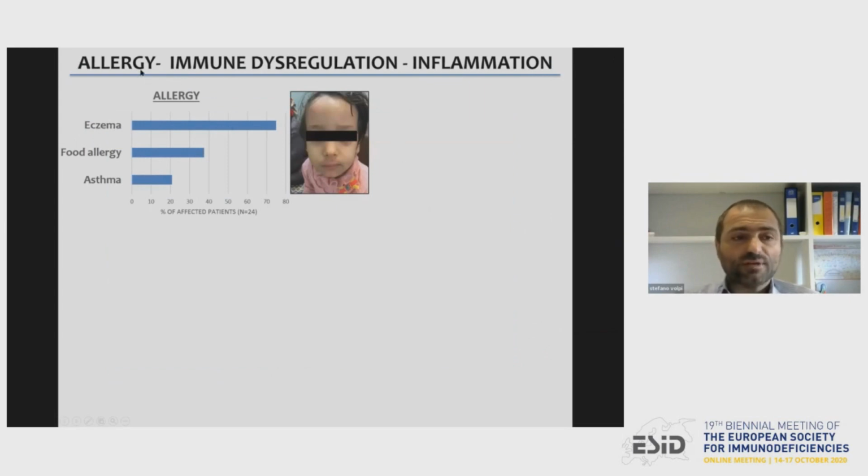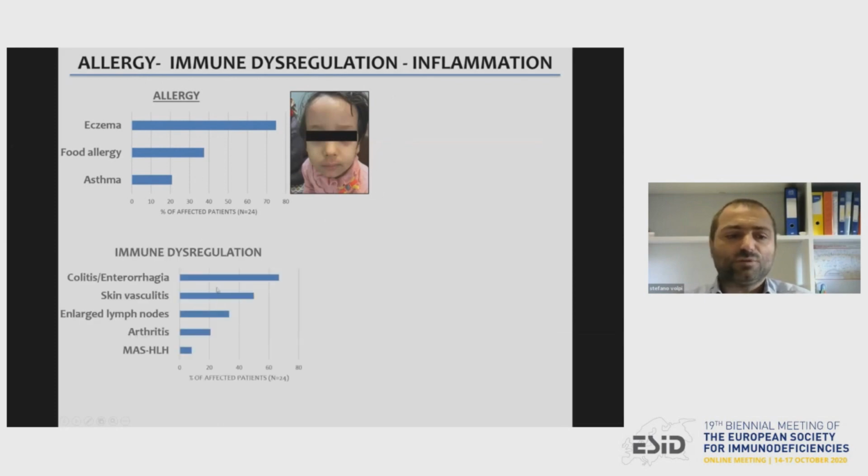There is a problem for sure with immune dysregulation, presenting with allergy and inflammation. Here you see a patient with severe eczema, which is present in most of the patients and is a clear characteristic, and food allergy and asthma I already told you about.